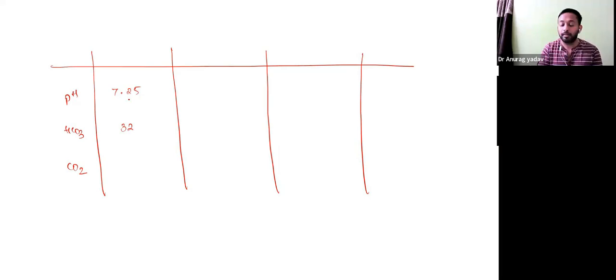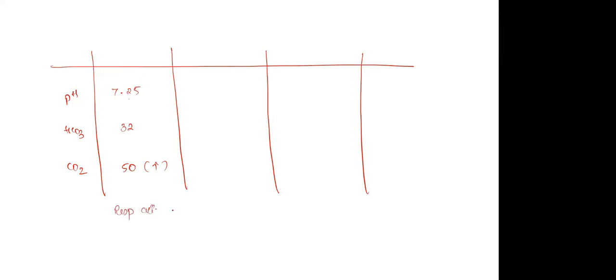Now you see third, carbon dioxide. You see the carbon dioxide is 50. Is it normal or high? Definitely it is high. So now you see, is it going hand in hand? Carbon dioxide is high and it is acidosis. So what is the disorder? I will tell it is respiratory acidosis.